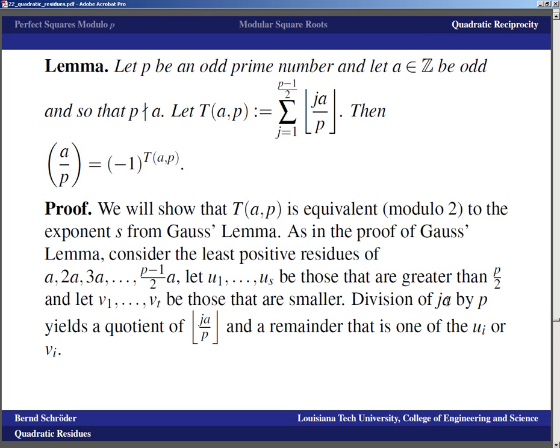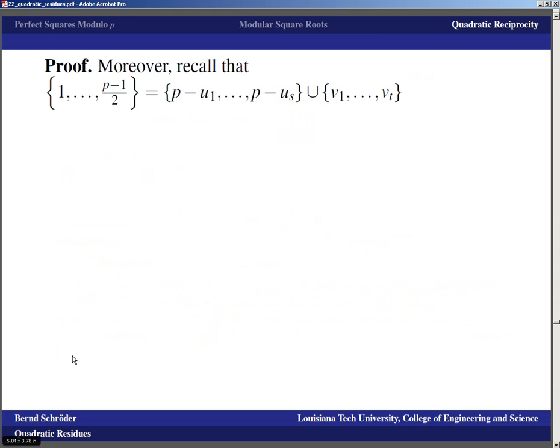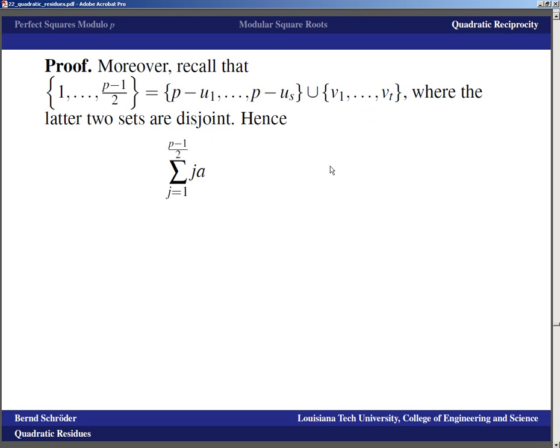If I take ja, any of these numbers, and I divide it by p, then we get a quotient, and the quotient is very easily expressed. It's the greatest integer below ja over p, so that's where you can get the idea that that's what the T(a,p) should be. And a remainder, well, the remainder is the least positive residue, so it's one of the ui or vi. And so that means, if we also recall from the proof of Gauss's lemma that the numbers from 1 through (p minus 1)/2 are exactly the set p minus u1 through p minus us union v1 through vt, where the two sets are disjoint and have s elements and t elements respectively, we get the following.